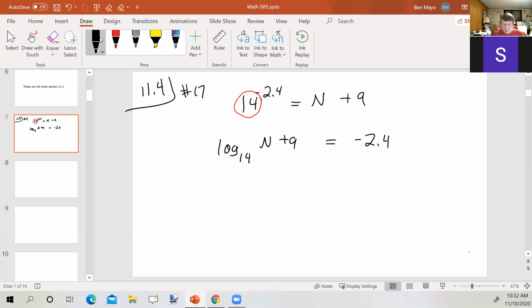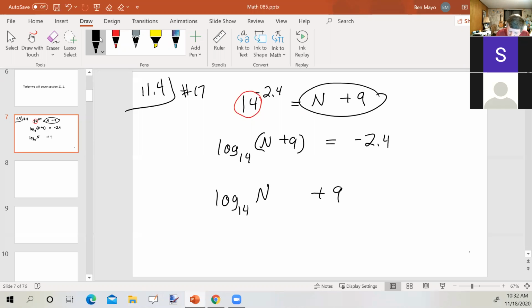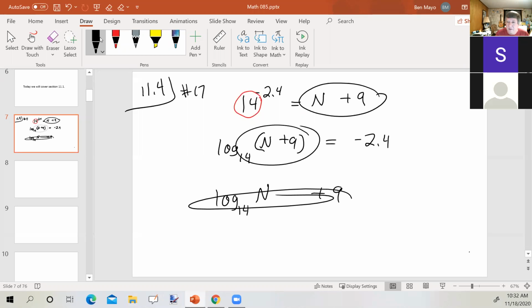Now, the student had asked about this question. This is the answer they put in, and it was marked wrong. What's wrong with it is this. This whole thing is the quantity you're going to be taking the log of. So here you need parentheses. Otherwise, it thinks you want the log base 14 of n, plus 9. So you've got to have that set of parentheses to draw that in. Okay, other than that, the answer you had was just fine.